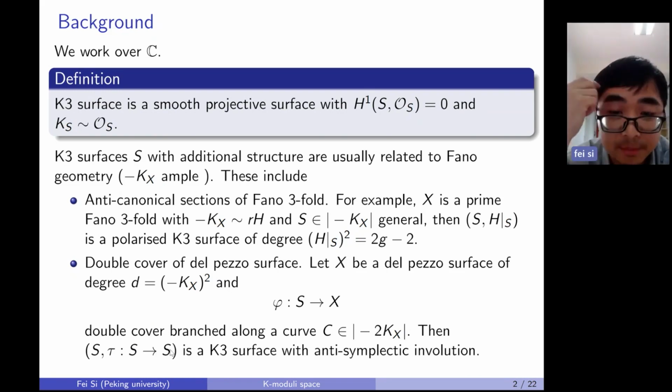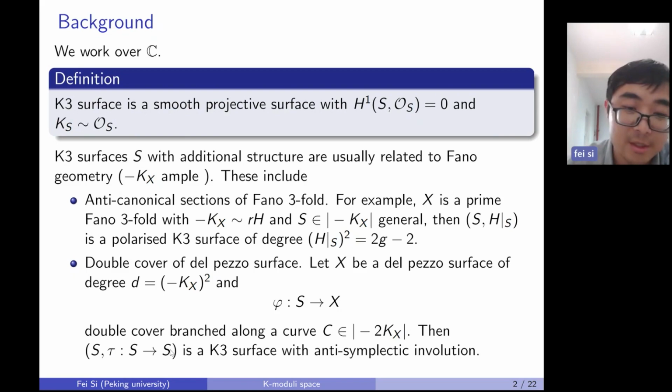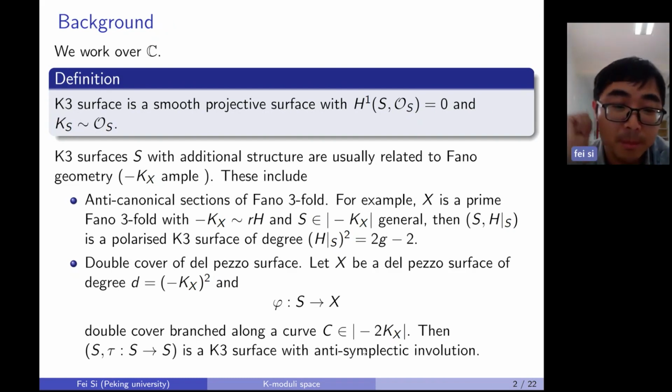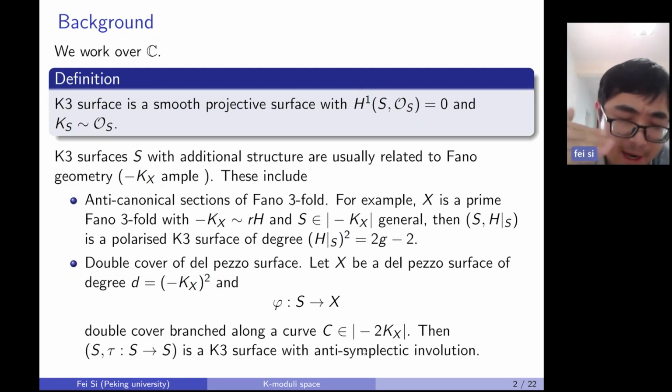This just switches the double covering. So you will get this additional structure as an anti-symplectic involution. Here, anti-symplectic involution means that it maps the holomorphic two-form on the K3 surface to its negative, that is, the global holomorphic symplectic form goes to minus itself. So these are two typical examples of K3 surfaces with additional structure. They are related to Fano geometry.